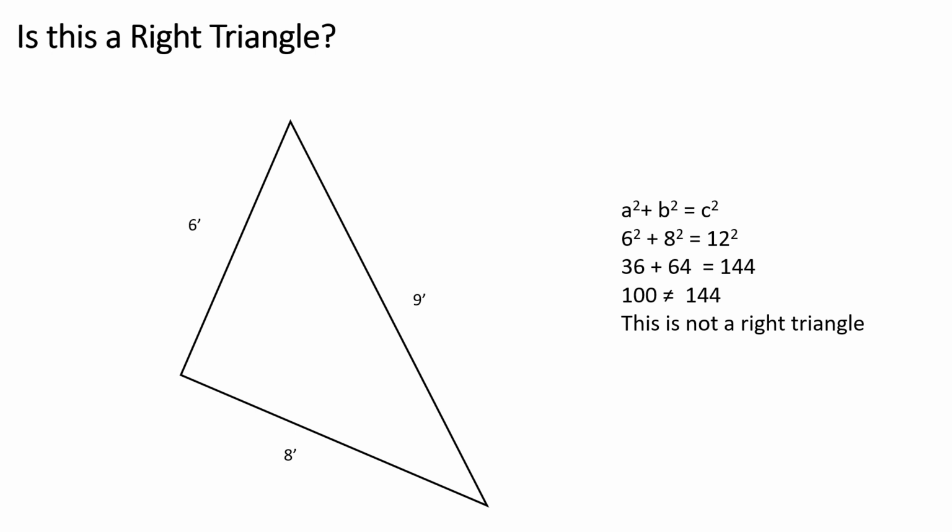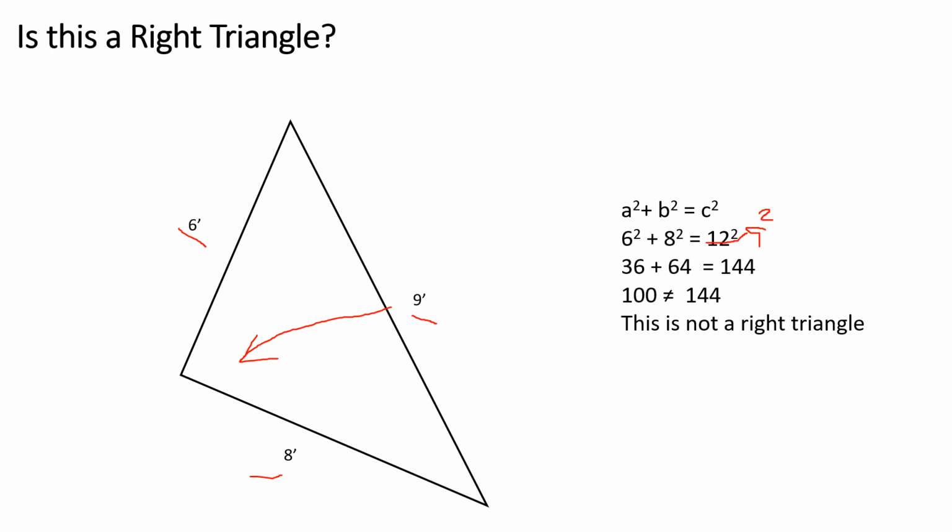Now we're going to ask here, is it a right triangle? I've got all three sides here. And remember what I said, the hypotenuse is always opposite the right angle, so this is the longest side. One side is 6 feet, one side is 8 feet, one side is 9 feet. We're going to see if it's a right triangle. The 9 should be the C side, the C squared. I don't know why I put 12 there. That should be 9 squared.